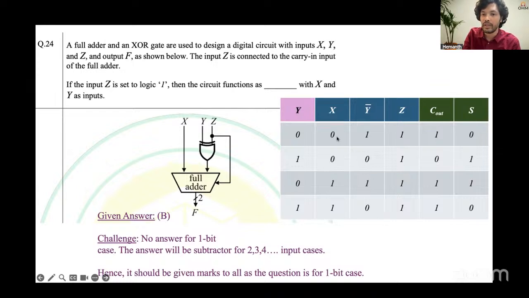Now if you give all these three inputs, what are the inputs to the full adder? The inputs to the full adder are X here, complement of Y, because Z is 1, and 1 XOR Y is Y bar. So at this location, I hope you can see, let me highlight.